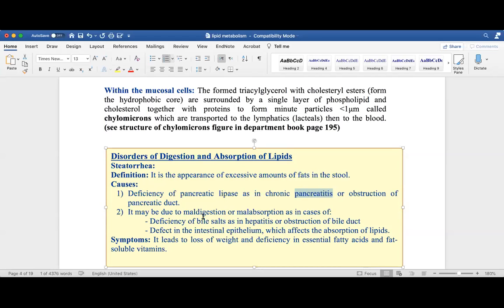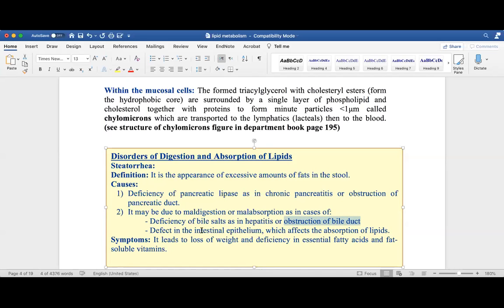There may be another cause: diseases of the liver, so no bile, because the bile is secreted by the liver. The liver may have hepatitis. Hepatitis means inflammation of the liver cells. Or biliary stones. There is a stone in the bile duct and there is obstruction, and the bile is not secreted in the intestine. Without the bile, the lipids will not be absorbed.